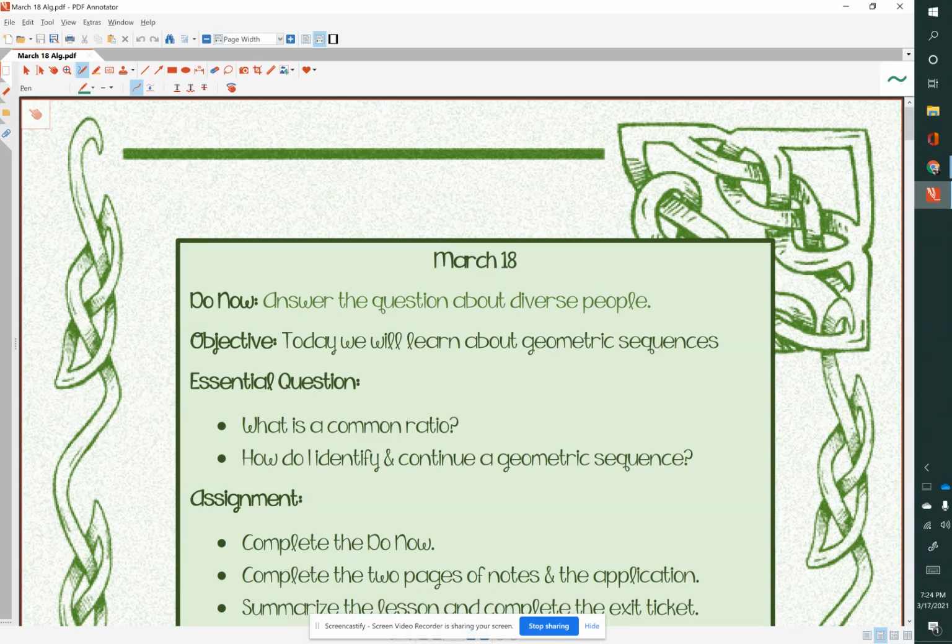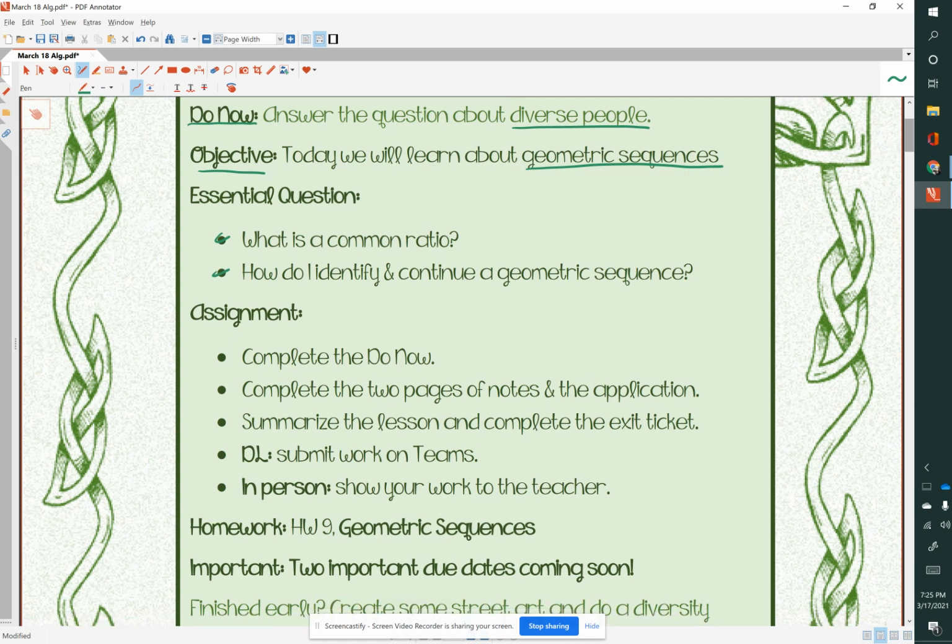Hello, students. Today we are going to talk about geometric sequences in algebra, but first we have our do now with a question about people who are different from each other, diversity. Our objective will be to learn about geometric sequences, and we'll be thinking about and answering the question, what is a common ratio and how do I identify and continue a geometric sequence? So some new terminology there today.